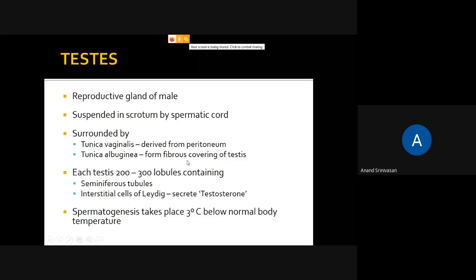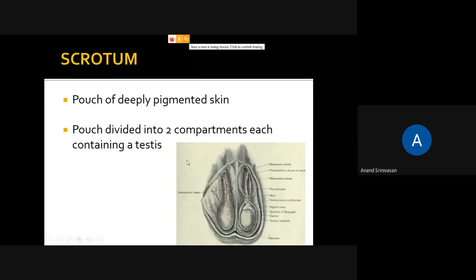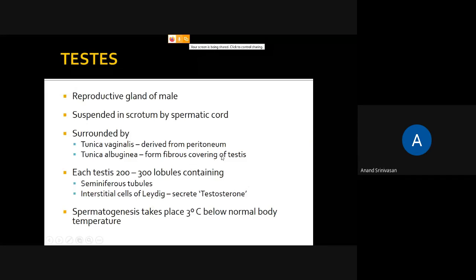When you are dissecting in a real person, you will be able to see that the tunica vaginalis is a grayish membrane, and once you open this grayish membrane, you will be able to see the white colored structure, which is tunica albuginea, a fibrous structure which covers the testis. So inside the tunica vaginalis will be the tunica albuginea.